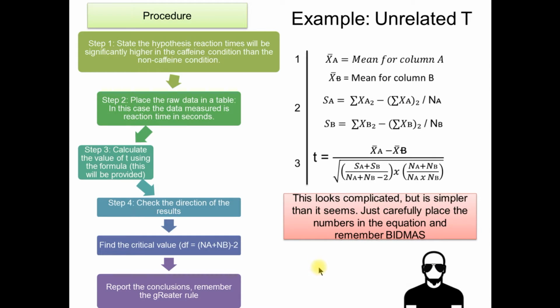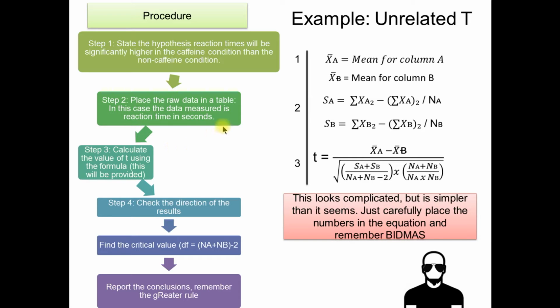Right, the unrelated T. Look at this bad boy. State the hypothesis, and in this case it is that reaction times will be significantly higher in the caffeine condition than the non-caffeine condition. So we're using that safe interval measurement of reaction times, heart rate, centimeters, height, that sort of stuff. Place the raw data in the table. In this case, data is measured in reaction times. I'll show that in a minute.